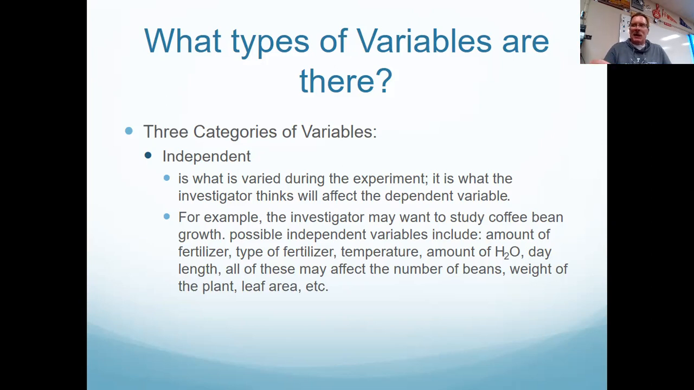Okay. And so as we talked about before, that's the very first part of the hypothesis, if blah, blah, blah. For example, the investigator may want to study coffee bean growth. Possible independent variables could be how much fertilizer you give them, the type of fertilizer you give them, the temperature that they're at, the amount of water they get, the day length, the amount of light they get. All of these things may affect the number of beans, weight of the plant, leaf area, plant height. There's all sorts of things.